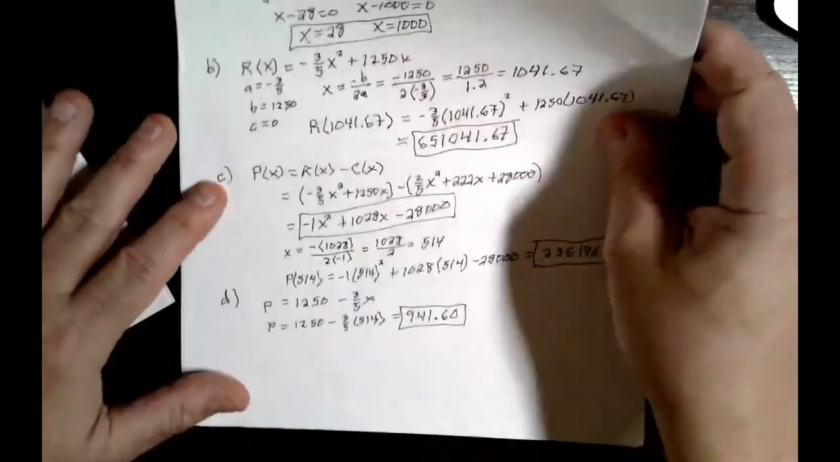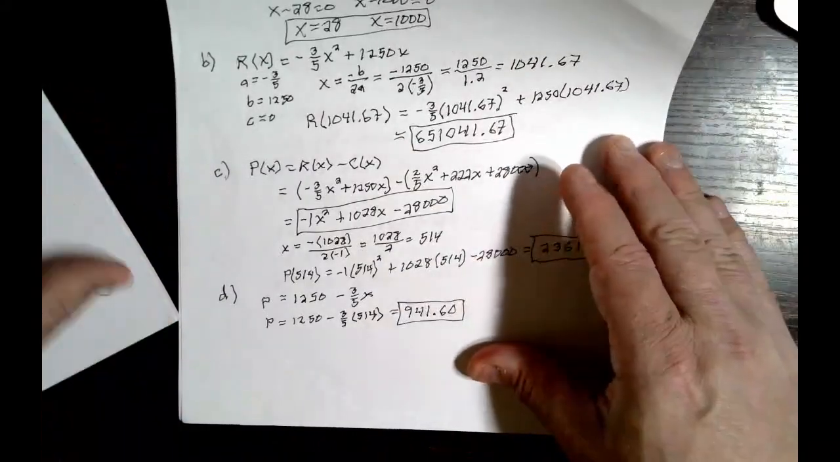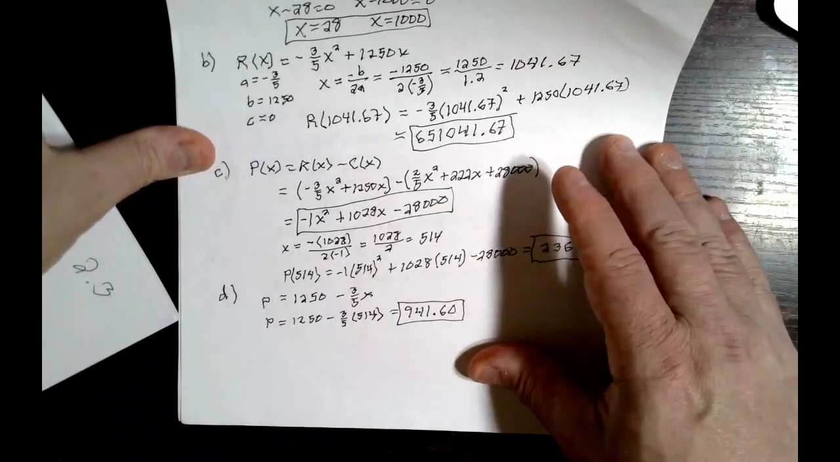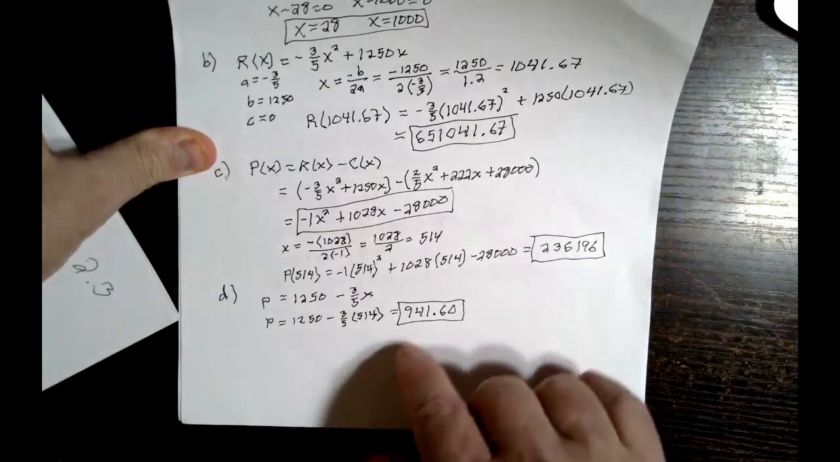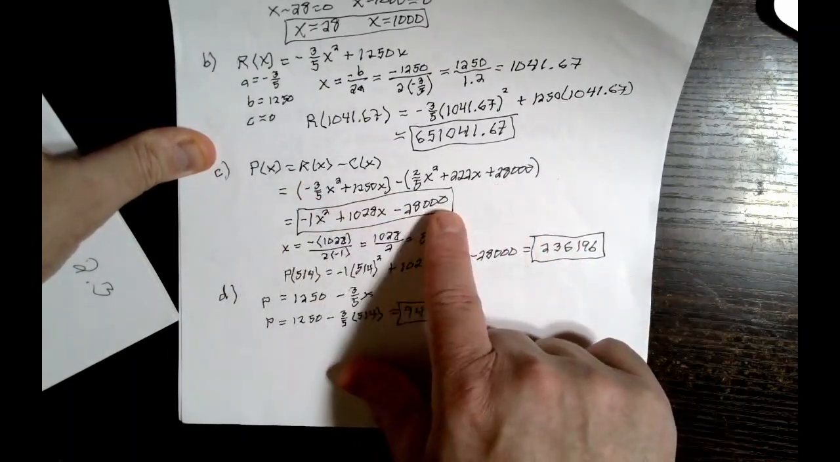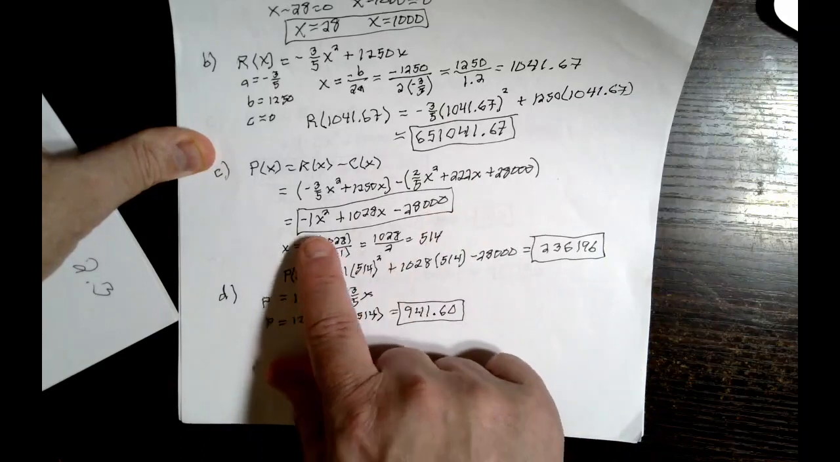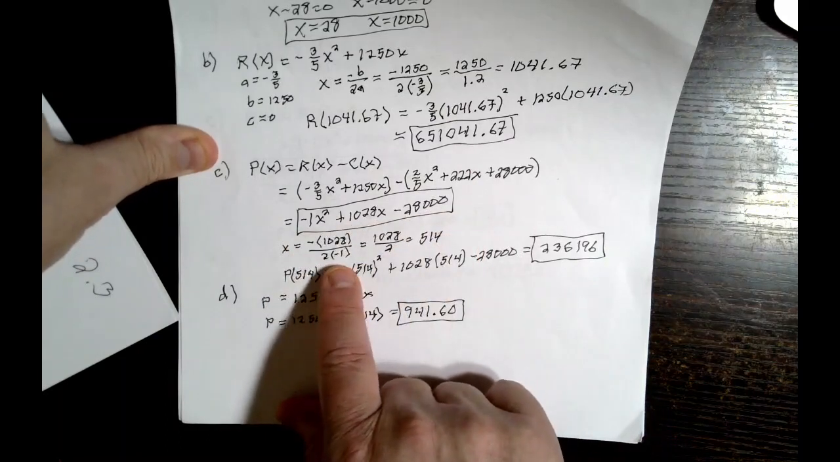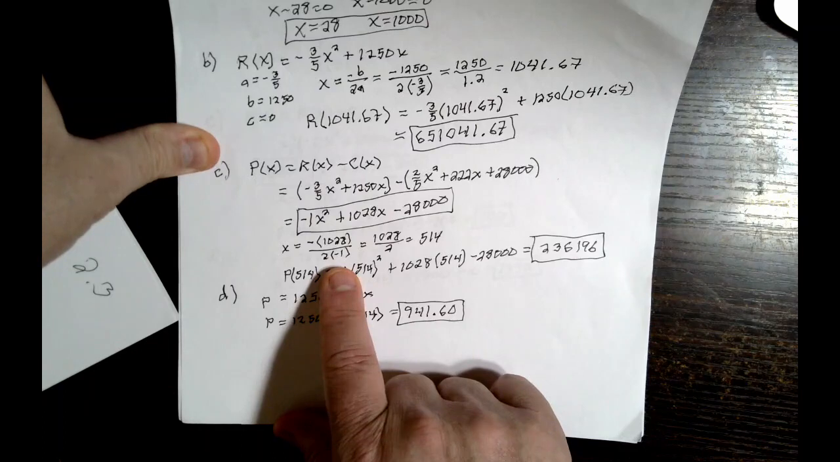And C says form the profit function and find the maximum profit. So revenue minus cost, and you get your profit right here. Now you know your A, B, and C. You plug it into, this is negative B over 2A.